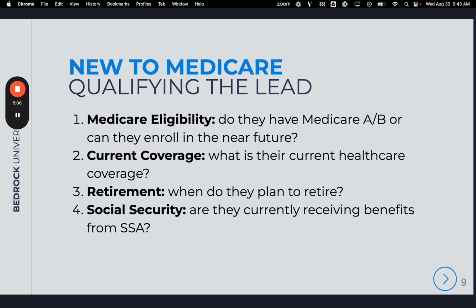Finally, Social Security. Are they currently receiving benefits from the Social Security Administration? This can be in the form of disability benefits or retirement benefits. Keep in mind that if someone is taking Social Security benefits, they will be automatically enrolled in Medicare in most situations.